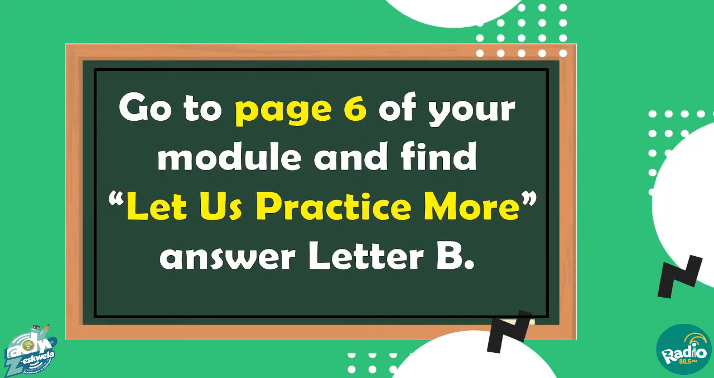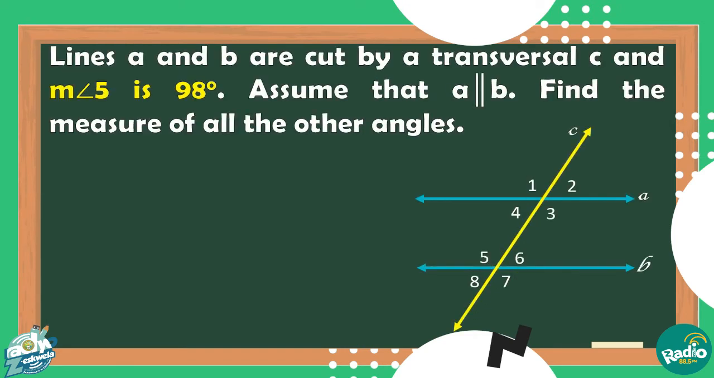This time, please go to page 6 of your module and find "Let us practice more" and answer letter B. The instruction is, lines A and B are cut by a transversal C, as you have seen in the figure, and the measure of angle 5 is 98 degrees. Therefore, among the angles in the figure, we have a given measure of angle 5, which is 98 degrees. Now, assume that A is parallel to B. Find the measure of all the other angles.